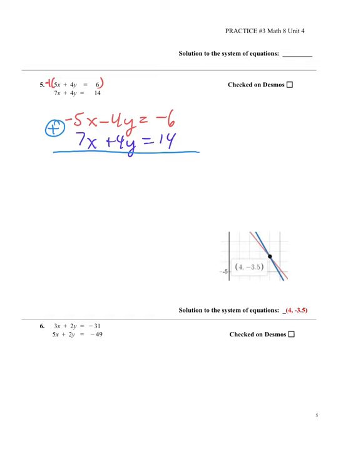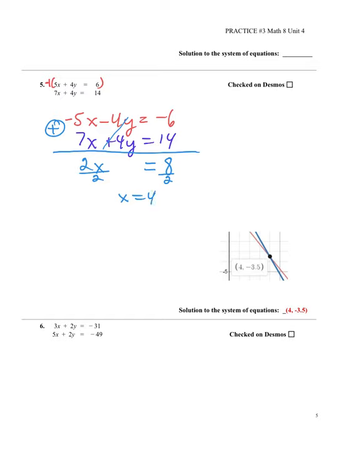Now I have set myself up so that when I add these two equations, one of the variables will wipe out. So negative 5 plus 7 is 2x. Negative 4 plus 4 is 0. So that cancels. And then negative 6 plus 14 is 8. And then we're going to divide this side by 2, divide this side by 2. x is equal to 4.